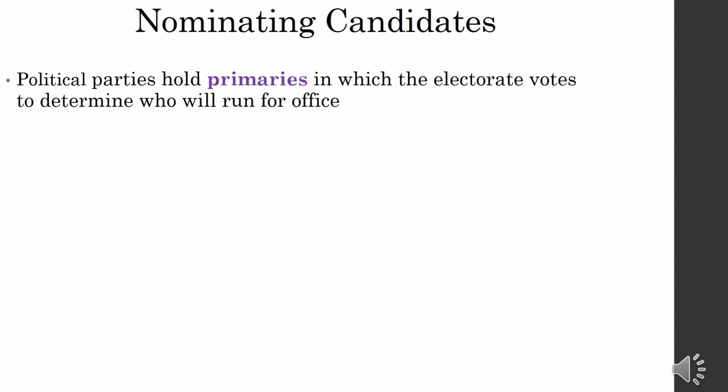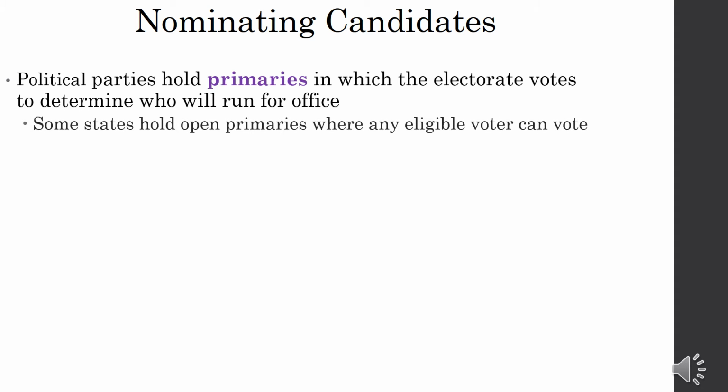We might have 4 people in the Republican Party and 4 people in the Democratic Party who all want to run to see who will be that congressperson, and these political parties hold their own elections to figure out who will actually represent the party during the general election. But it gets interesting. Some states hold open primaries where any eligible voter can vote.